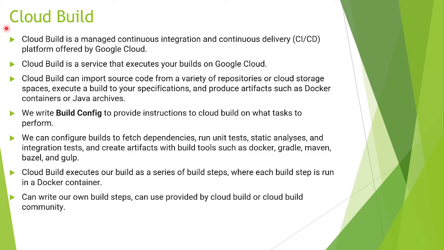And when we want to use Cloud Build, we have to create a build config file. In that we give instructions to Cloud Build on what tasks to perform, and we can configure Cloud Build to fetch dependencies, run unit tests, run integration tests, and create artifacts with build tools like Docker, Maven, and Gradle. Also, Cloud Build executes our build as a series of steps, where each step runs inside a Docker container. So if you have created 5 steps, they will run one by one. But we can use some more options, which we will see later.